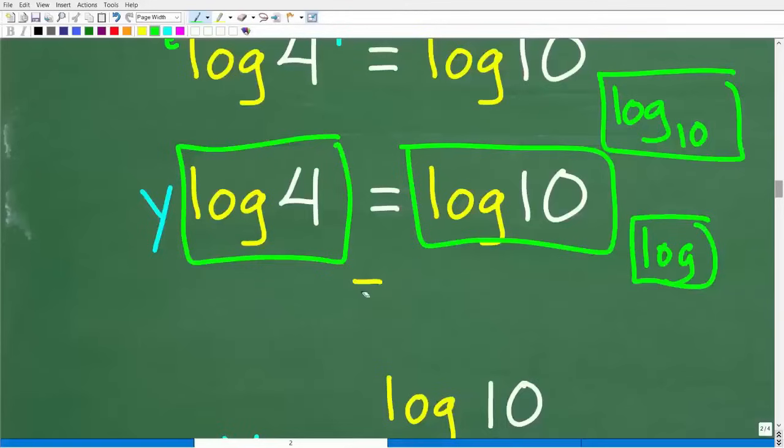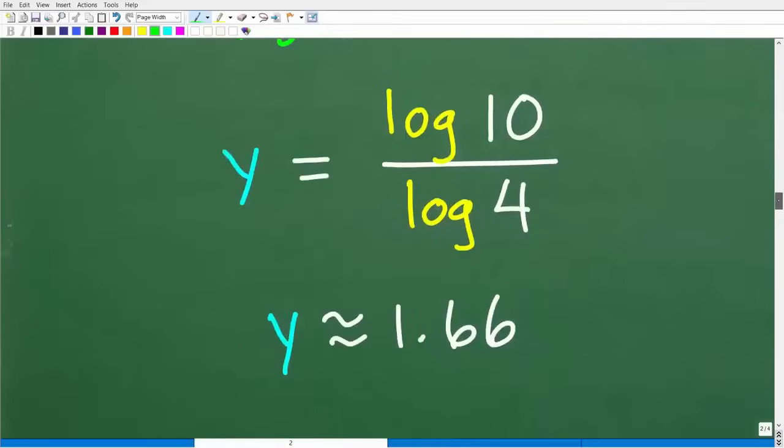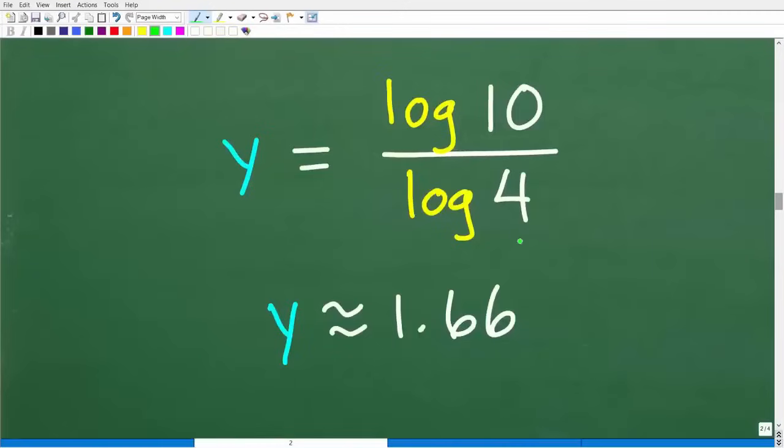All right, so to solve for y, what do you think we can do? Well, all we have to do is divide both sides of the equation by log 4. That will isolate this y on the left-hand side of the equation. So that's what we have right here. So y is going to equal log 10 divided by log 4.